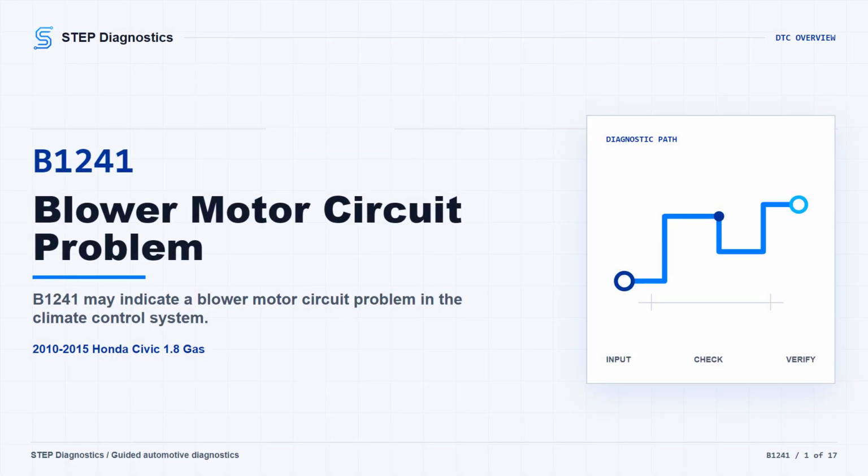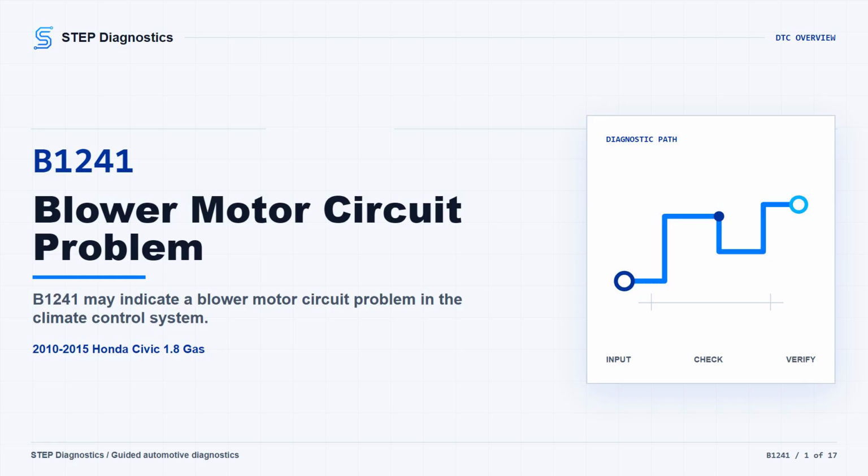On this 2010 to 2015 Honda Civic with the 1.8 gas engine, B1241 is a blower motor circuit problem in the climate control system. In plain terms, the climate control unit may not be seeing the blower circuit respond the way it should. The driver may have no cabin fan, an intermittent blower, or blower speed problems.